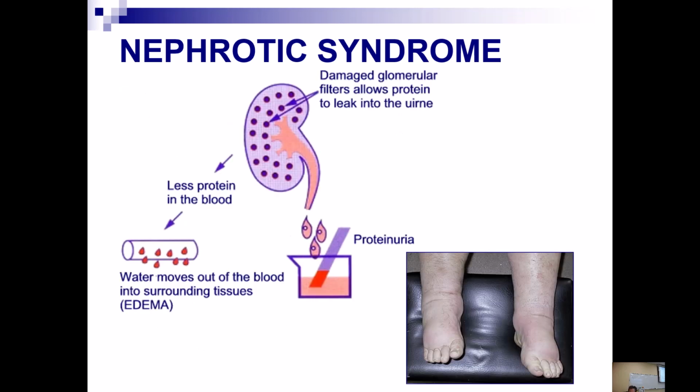So during nephrotic syndrome, here's some pictures of what's going on. You get this damaged glomerular filtrate, allows the protein to leak in the urine. Because there's less protein in the blood, water is going to move out of the blood into the surrounding tissues, causing edema, and you're going to end up with proteinuria. So protein in the urine and edema in the body. And you can see the picture there on the right. That's edema of the feet and the legs.